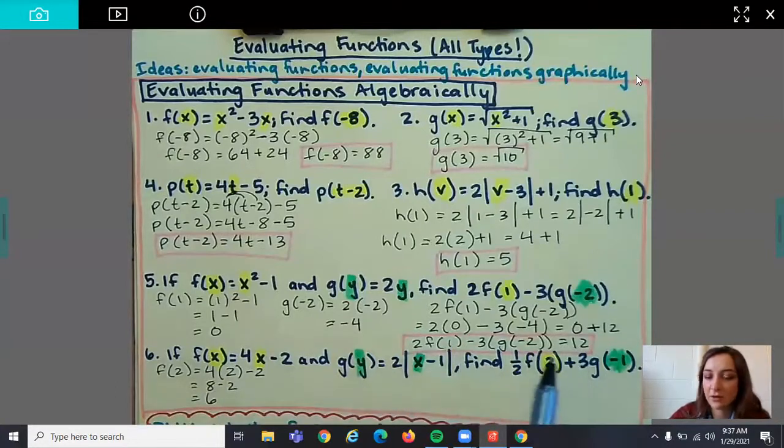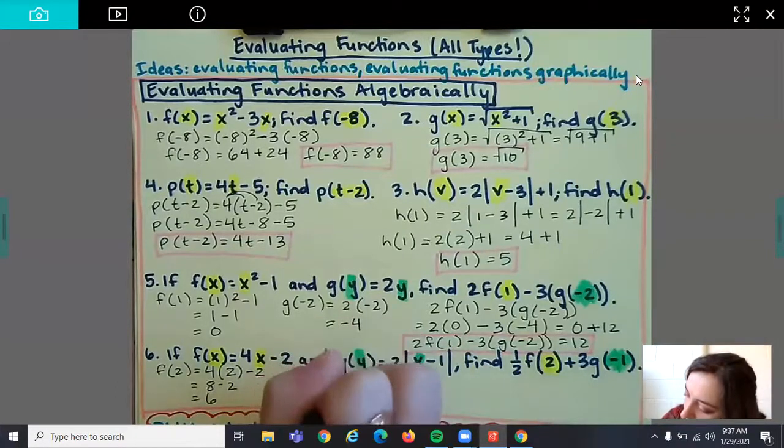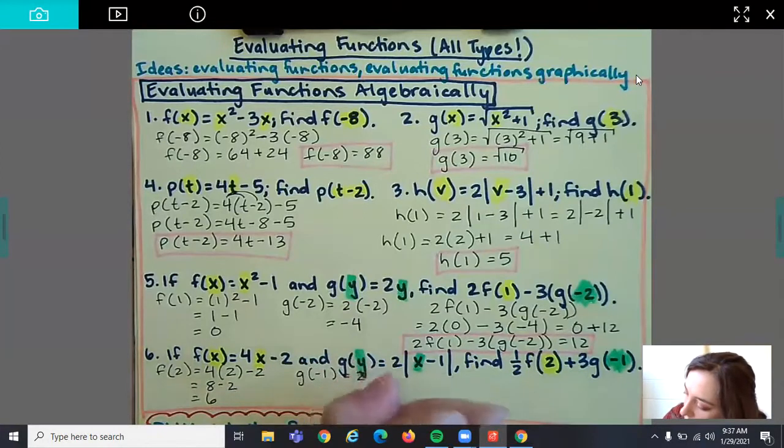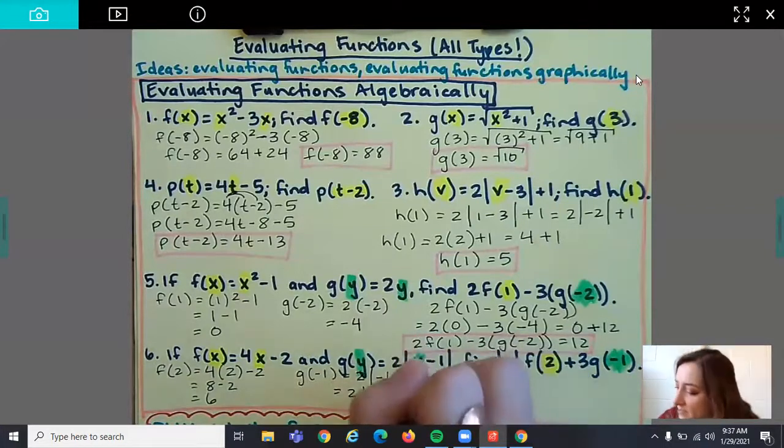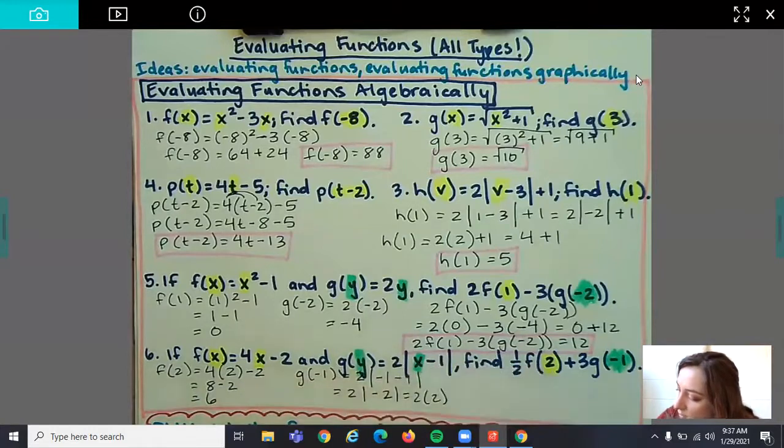And then for g of negative 1, we're going to do 2 times the absolute value of negative 1 minus 1. Negative 1 minus 1 is negative 2. And again, the absolute value takes anything that's negative and makes it positive. So this is 2 times positive 2. And that means that g of negative 1 is 4.